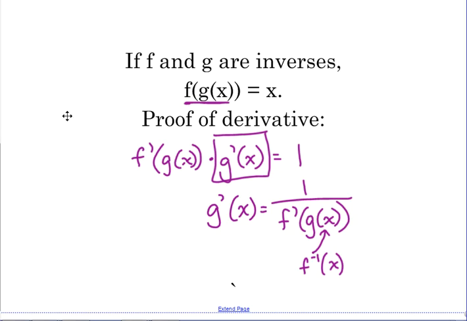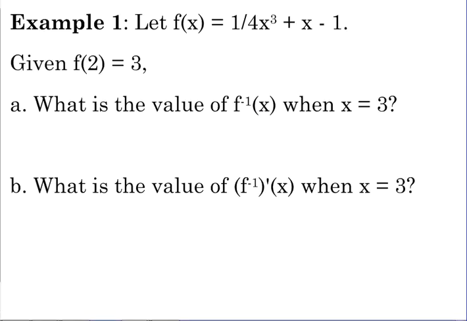So our first example says, here's our function, f of x equals 1/4 x cubed plus x minus 1. We are told that f of 2 equals 3. So that is the original, 2, 3. We'll just say f of x, or you can write original. You're going to see why I'm doing this here in a second.